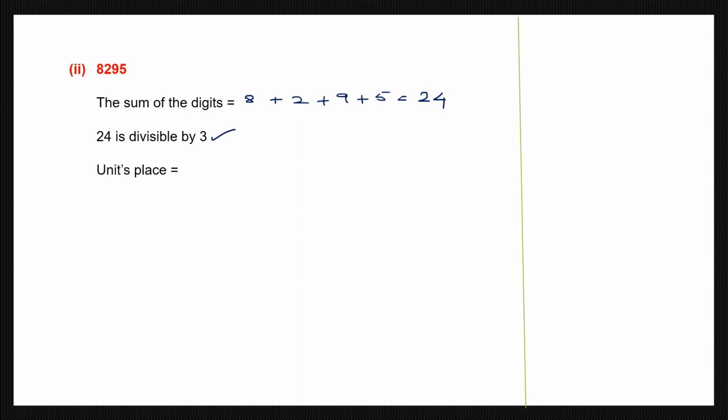Now, test for 5. In the units place, we have 5. And we know that 5 is divisible by 5. Therefore, this number is divisible by 5. So it's divisible by 3 and by 5. Therefore, it is divisible by 15.